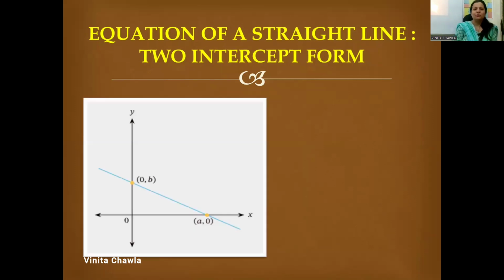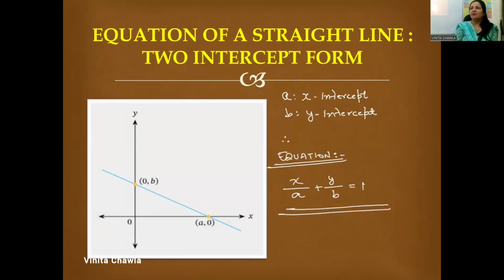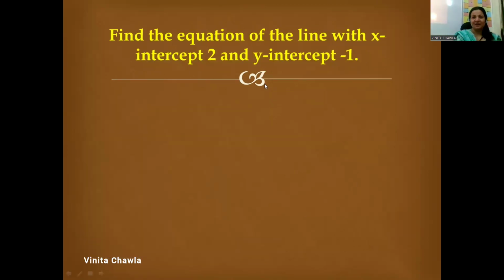So what is the x intercept? It is a. And y intercept is b. So this is how we write the equation. It's x upon a plus y upon b is equal to 1. Find the equation of the line with x-intercept 2 and y-intercept minus 1. X-intercept is 2, a is 2, y-intercept is minus 1, b is minus 1.